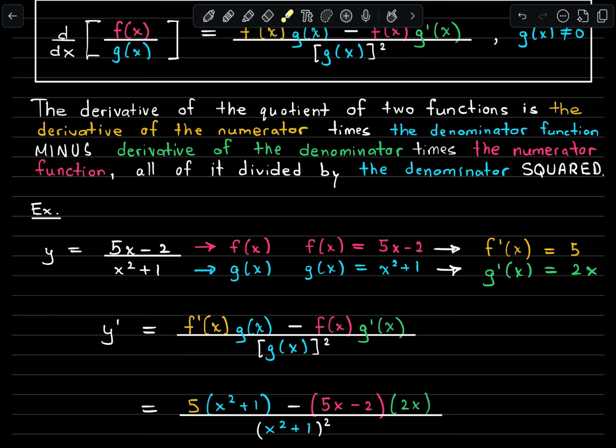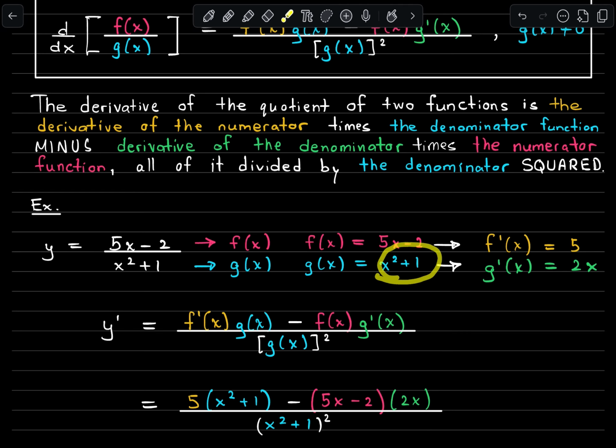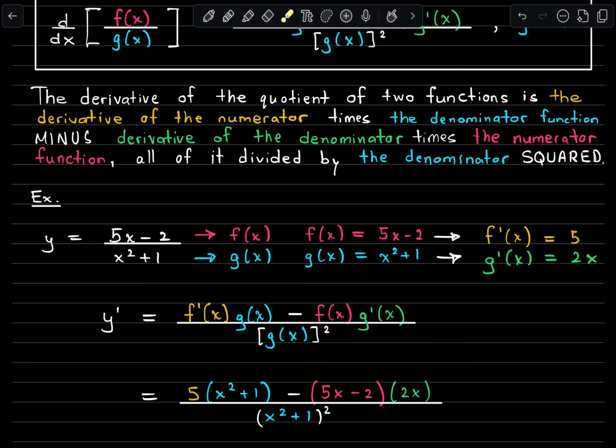f prime of x is 5. g of x is our original denominator, x squared plus 1. f of x is 5x minus 2. g prime of x we just found was 2x. And then we don't forget, g of x has to also go into the denominator, x squared plus 1. And we have to make sure it's squared, according to the formula.